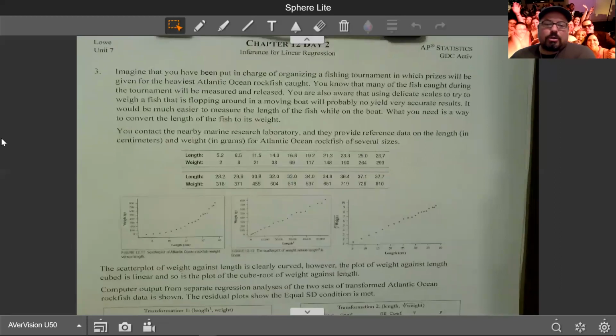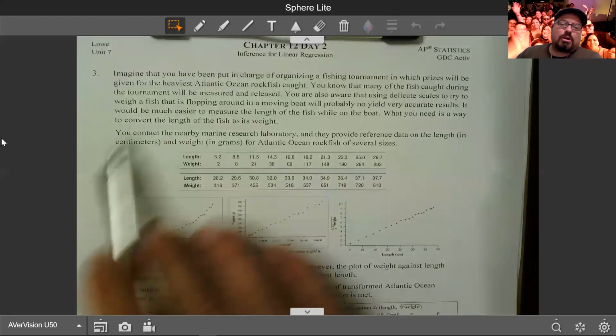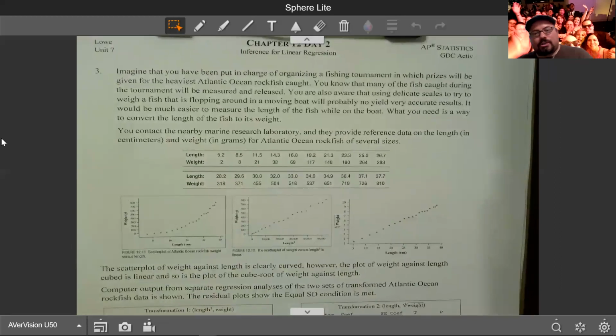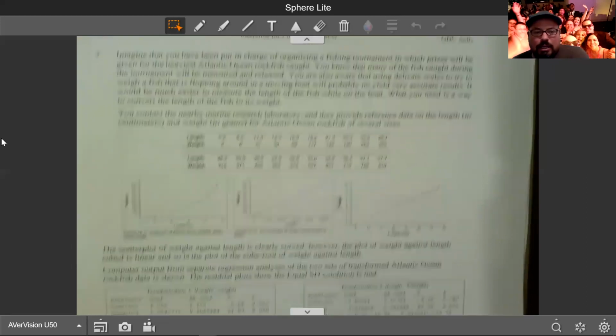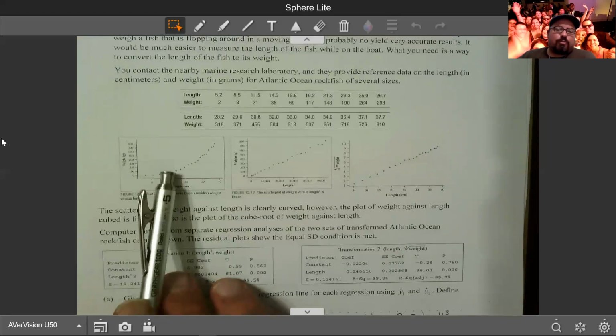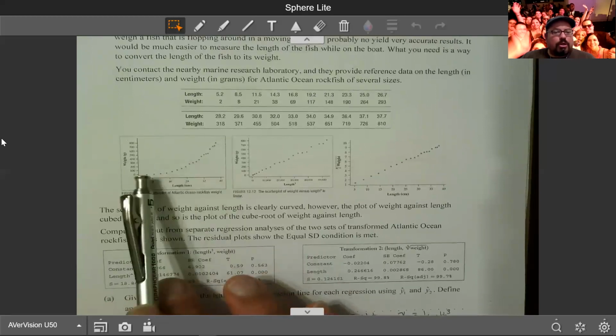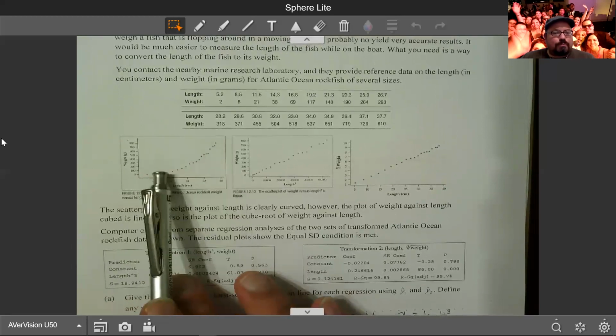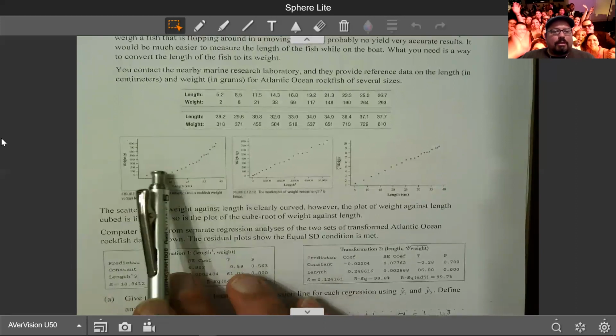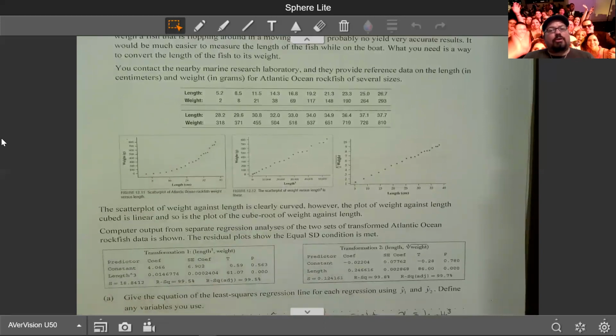Okay, so here we have a situation. You can read all this information about the rockfish, but really what I care about is this scatter plot. The scatter plot shows a clear curved relationship, and this curved relationship would mean that we can't do a linear regression analysis. However, we are going to have methods that we can use to transform those curved relationships into something that's linear.